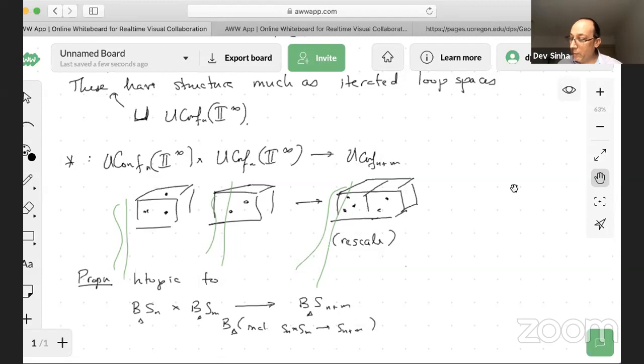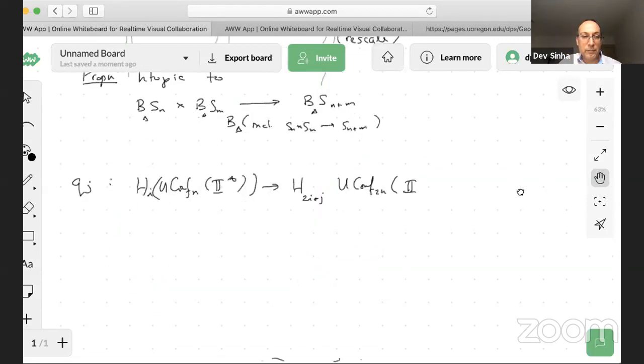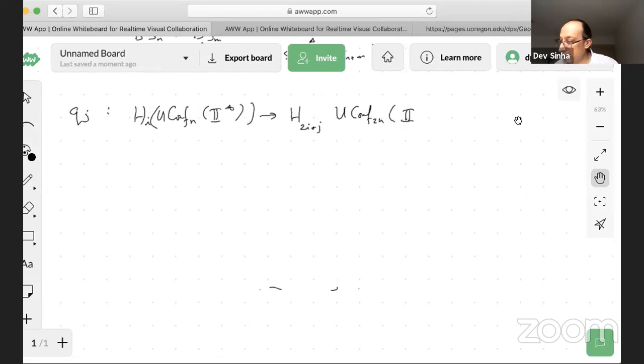Now what we just defined were these Q_j, and they're now going to go from the homology of unordered configurations of endpoints in I infinity, and this is all with F2 coefficients, to H_{2i+j} of twice as many points. Let me move up. Okay. So how does that go?